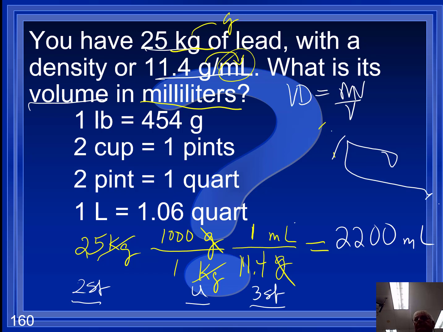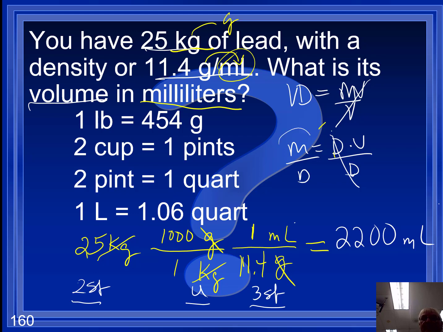Multiply both sides by volume. So I get mass is density times volume. And then divide both sides by d. And I get that mass over density equals volume. So I should take the mass and divide it by the density. Well, here's the mass. And here's the density. I divided by it. I'm doing the same math.